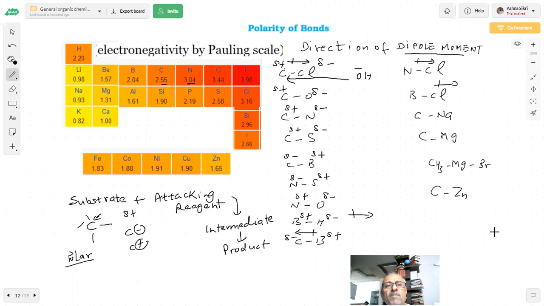Carbon and sodium, what happens in this case? Now sodium is 0.93. This is going to become positive, this is becoming negative. Metals will give electrons to the carbon. Magnesium will become positive and carbon will become negative. So this is Grignard's reagent. What happens in Grignard reagent? Positive, negative and negative. That is how the reactions of Grignard reagent take place, which we will discuss in organic chemistry, students. Okay, sir.